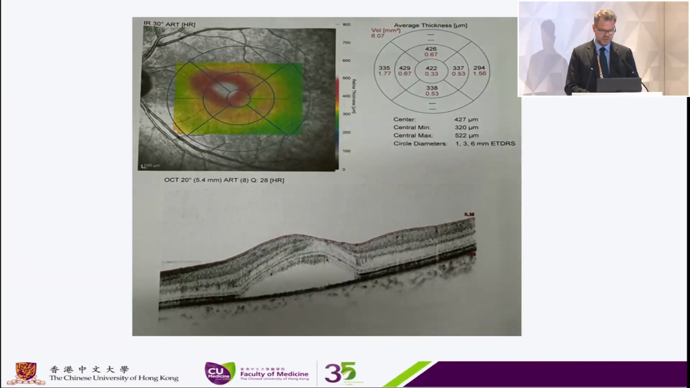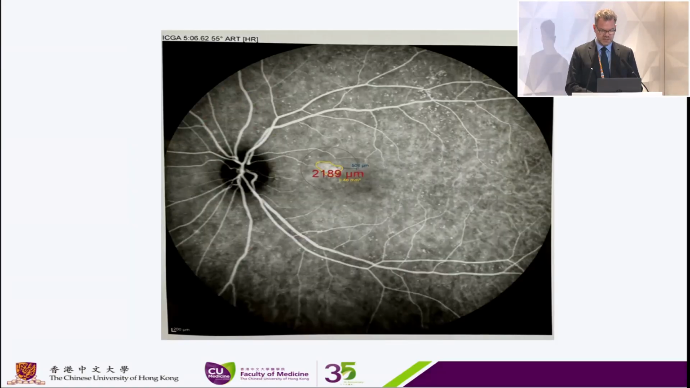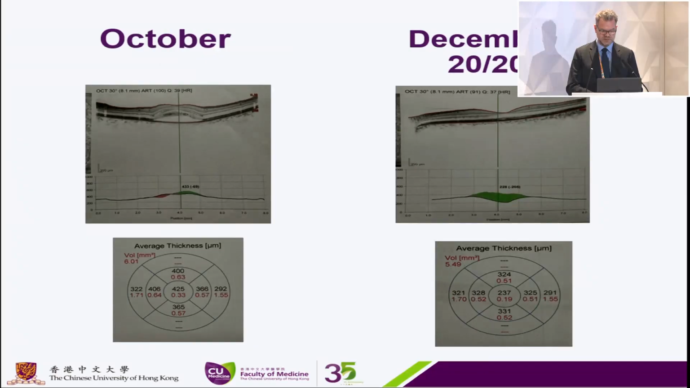The fluid was 422 central subfoveal thickness, and you can see quite clearly the correlation between the fluorescein leakage spot and the fluid accumulation on the OCT. Here's the spot size on ICG if we were doing PDT, but this lady received micropulse in October of 2019, and then some 6 weeks later, vision had improved to 20/20 and the retina was dry.